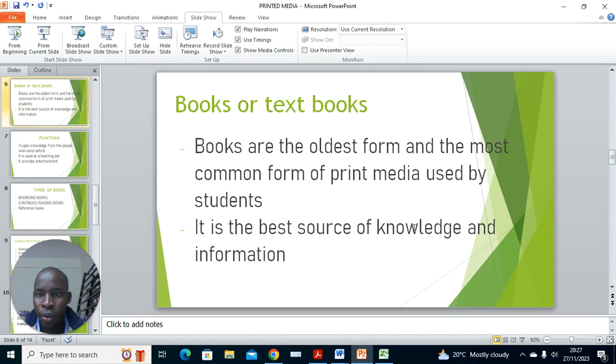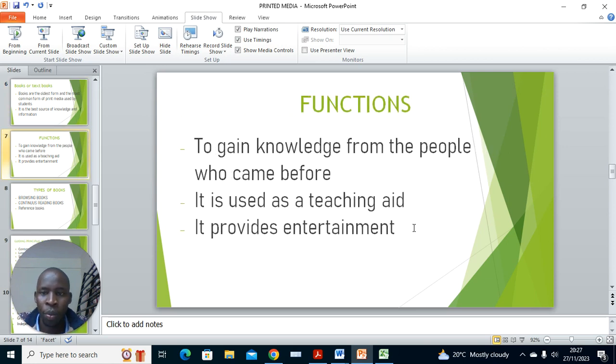Let's see what books or textbooks are. Books are the oldest and most common form of print media used by students. It is the best source of knowledge and information. The functions of books or textbooks are, one, you gain knowledge from the people who came before. Also, it is used as a teaching aid, and it provides entertainment.